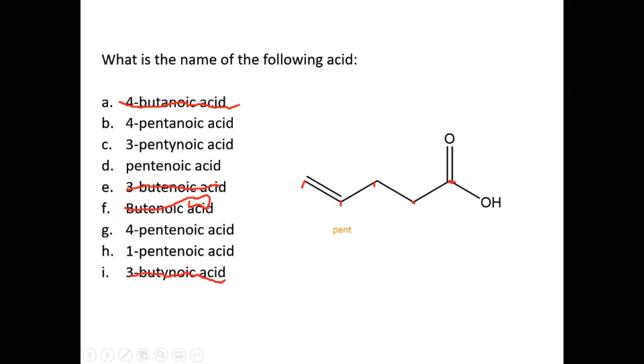Now, does it have any double bonds? The answer is yes. So what is it after? So we got 1, 2, 3, 4. So it's after the 4th carbon. So the way we would write this is 4-pentanoic acid. And that would be answer choice B.